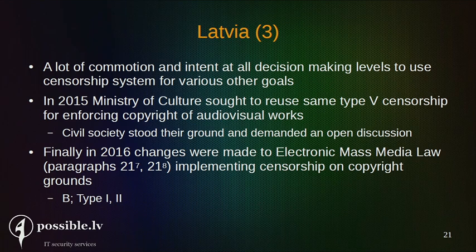So it ended in changes to the electronic mass media law, and it's type 1, type 2 censorship, which is much better because it actually talks about working with the content providers and removing the content there, or if they don't comply, using the servers or the data centers to block access. And this is censorship for business goals because it talks about profit of companies that are the content providers.